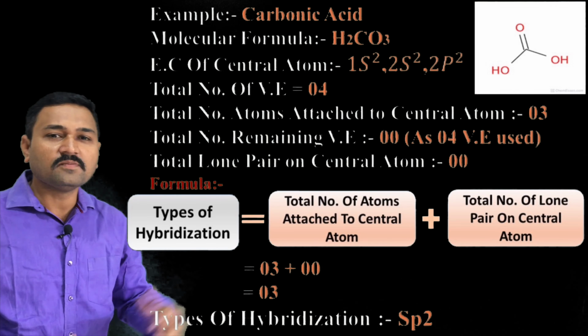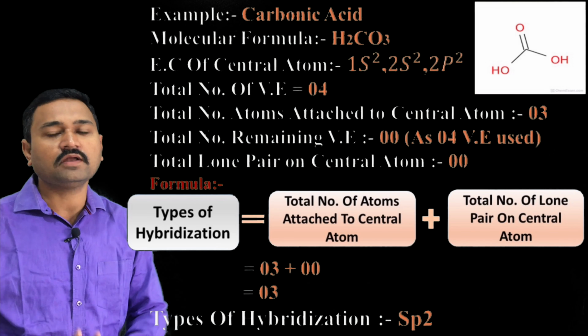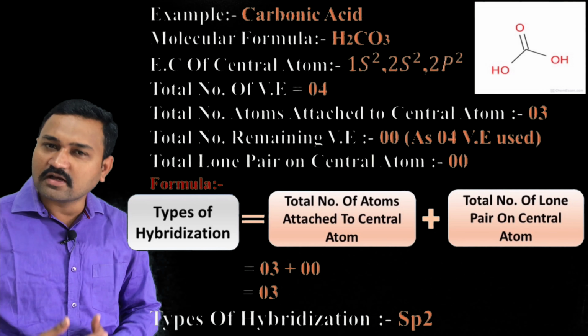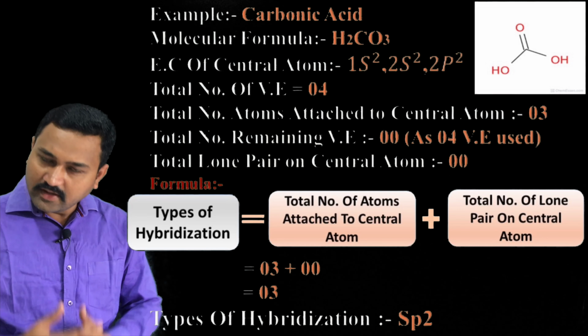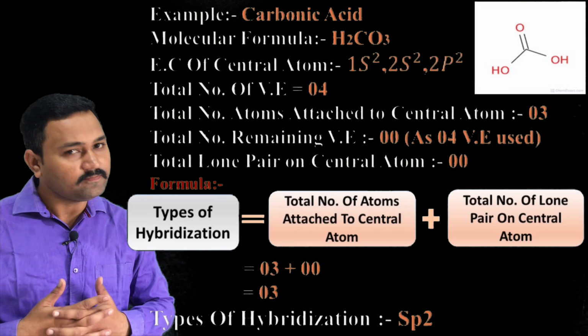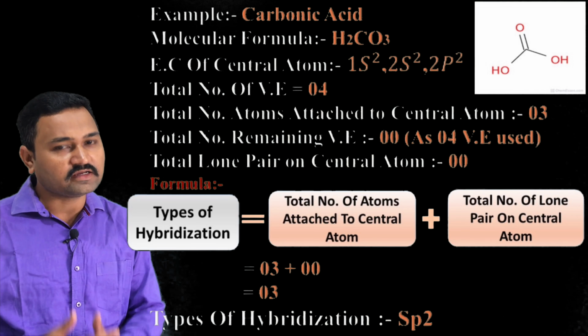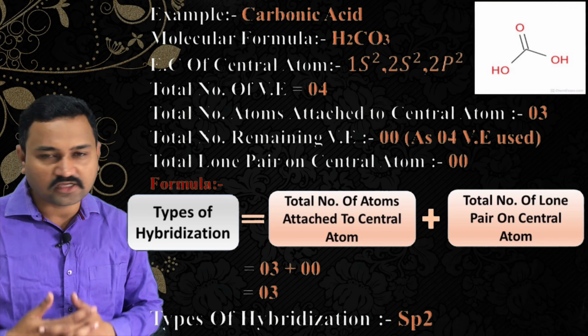So this is a simple first example in which we have observed that the one oxygen atom contains the carbon-oxygen double bond. Hence, 2 electrons are utilized by carbon to form the double bond. So this much you must remember while considering this as a challenging example.